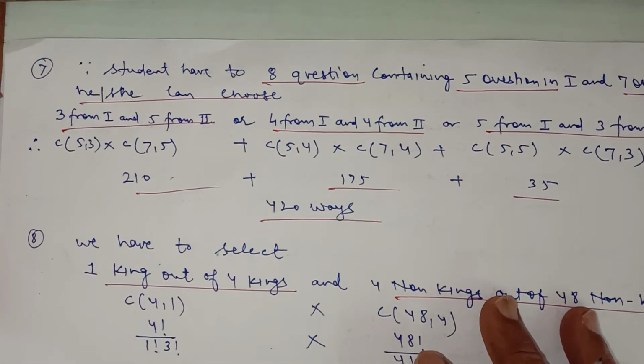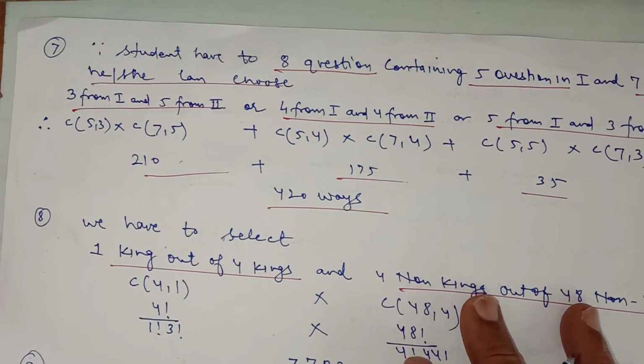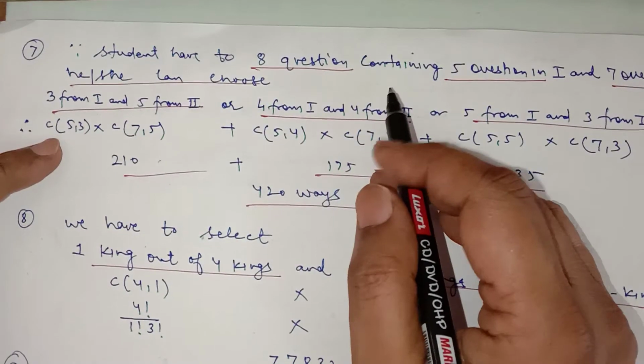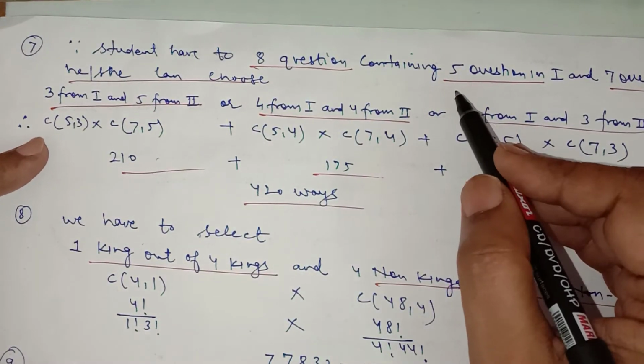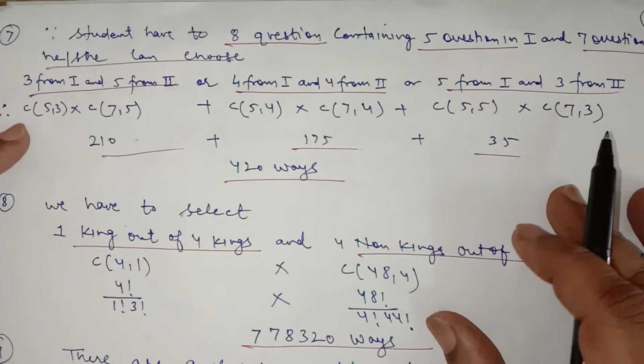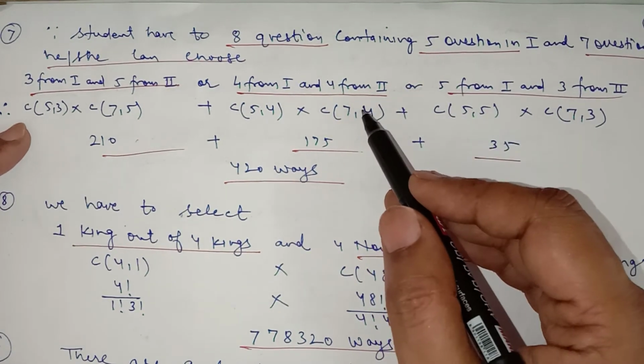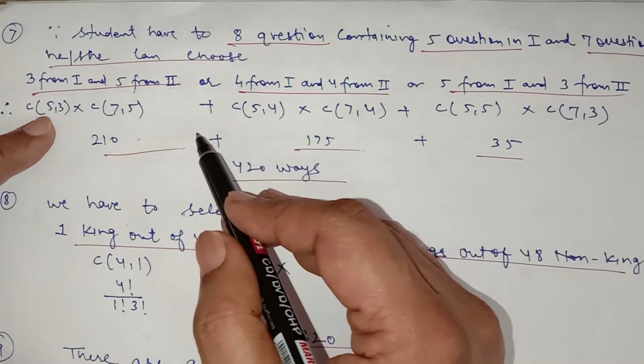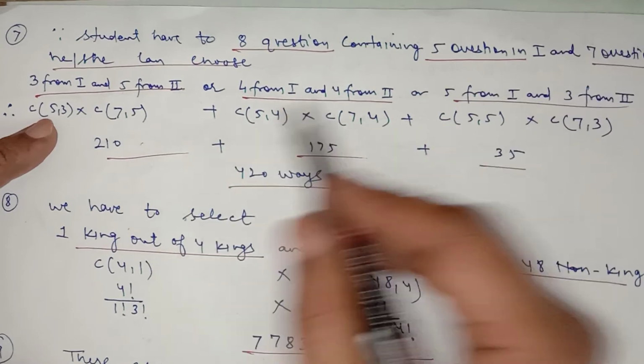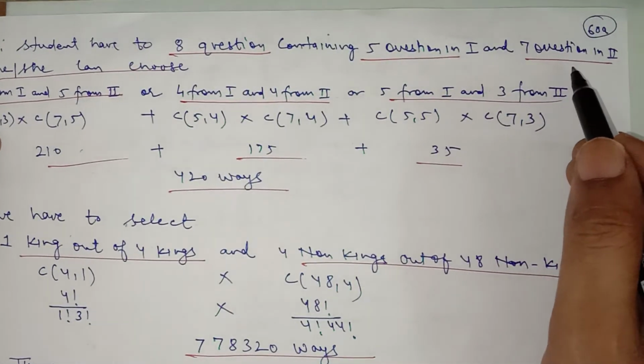Now in question number 7, there is a question paper in which a student has to do 8 questions and at least 3 questions from each section. In section 1 we have 5 questions, and in section 2 we have 7 questions. See it very carefully, read the question very carefully from your book.